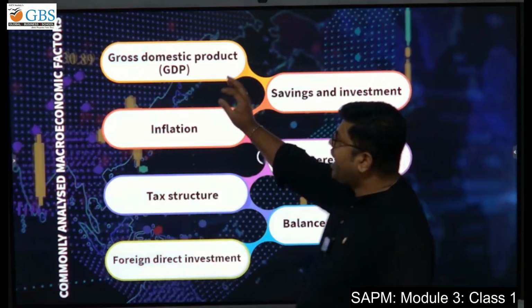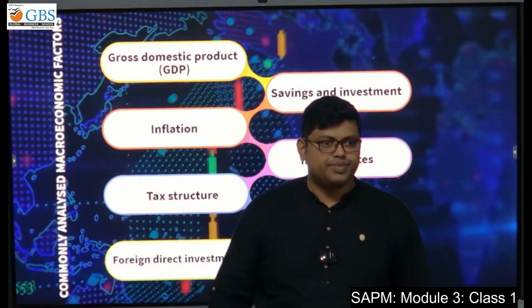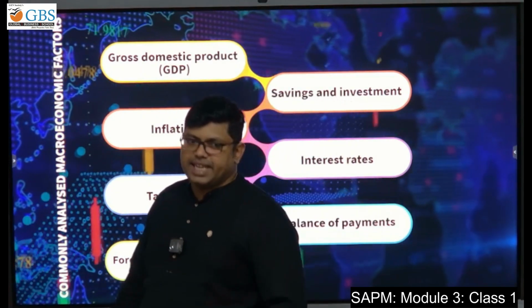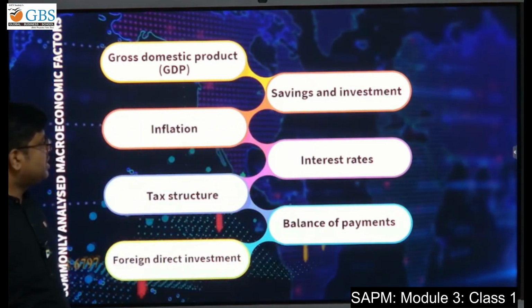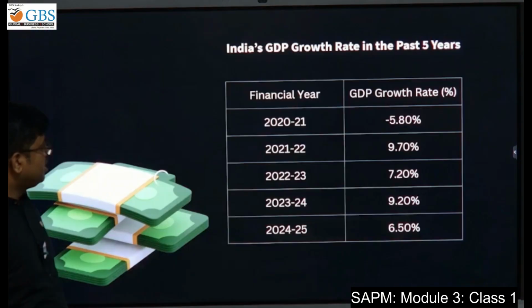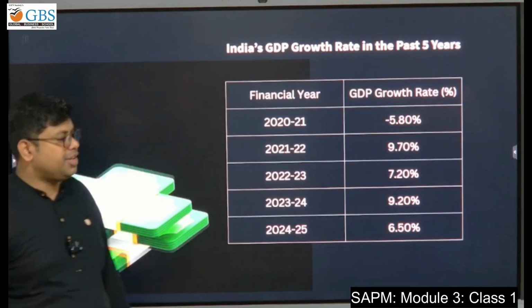GDP, then savings and investments. So what is this? Who can tell the gross domestic product? You know what is the present, last 5 years? I have put some data for you. I'll show you. India's GDP growth rate in the past 5 years.